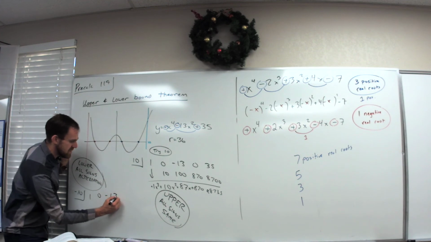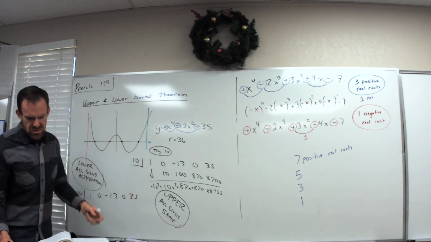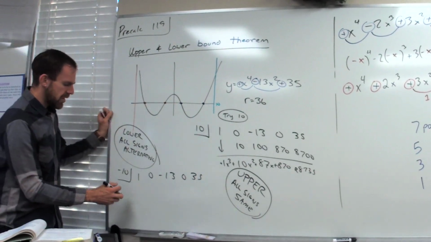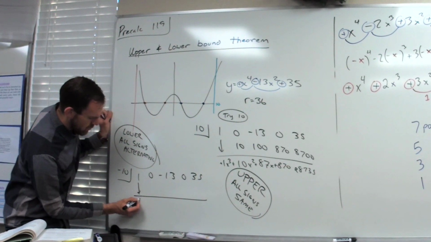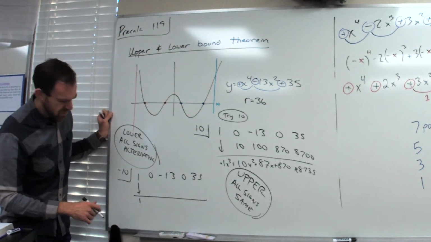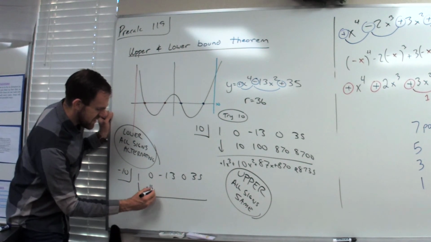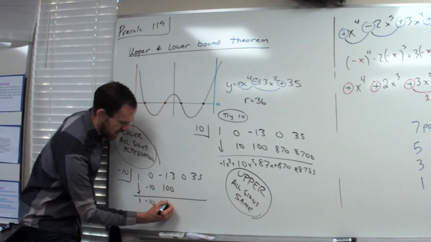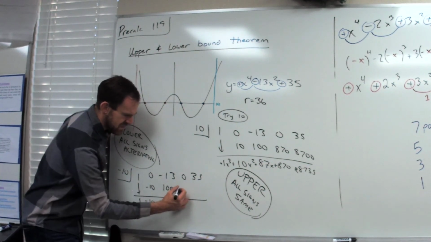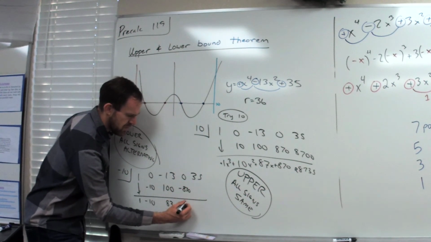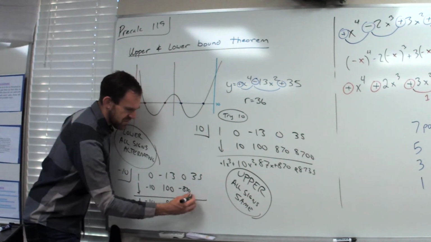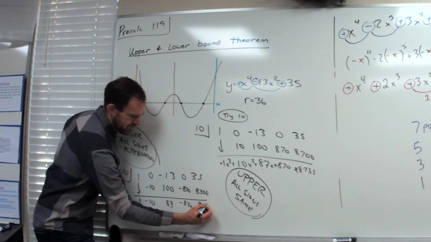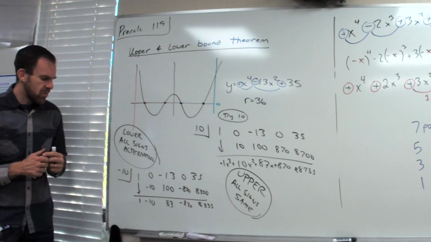1, 0, negative 13, 0, 35. We'll zoom in a little bit so you can actually see what I'm writing. Okay. So bring down the first number, you get 1. Negative 1 times 10 is negative 10, so this is negative 10. Now if you multiply these, you get 100, so that would be 83. Multiply negative 10 times 83, you get negative 830. Multiply negative 10 times negative 830, you get 8,300 plus 35 is 8,335.